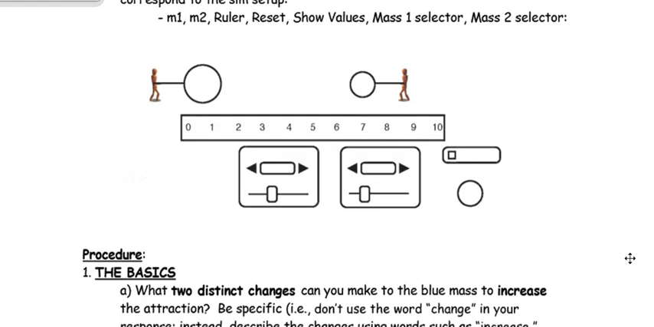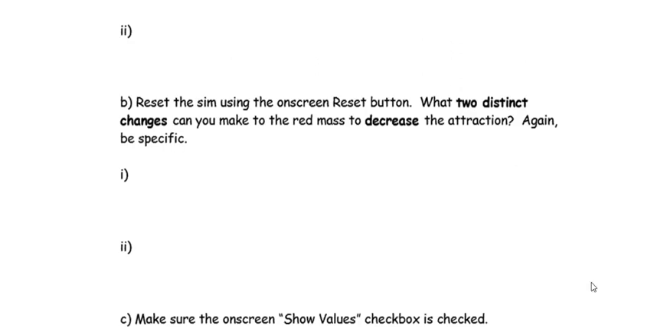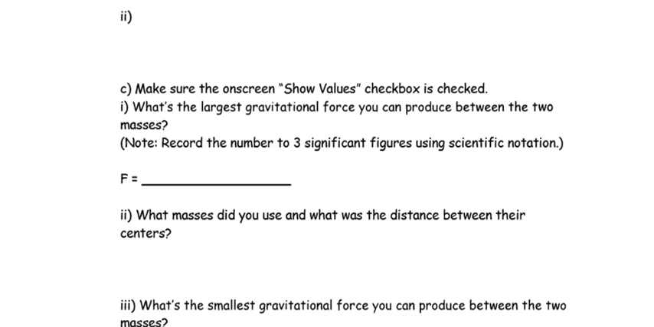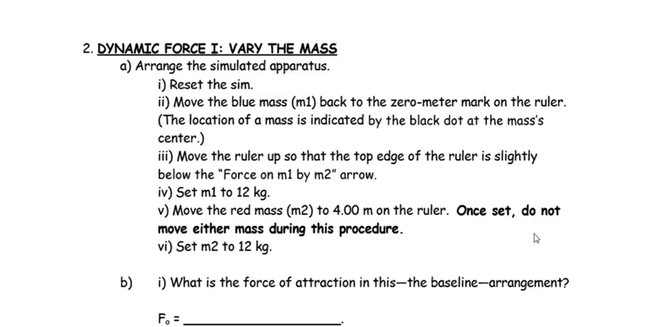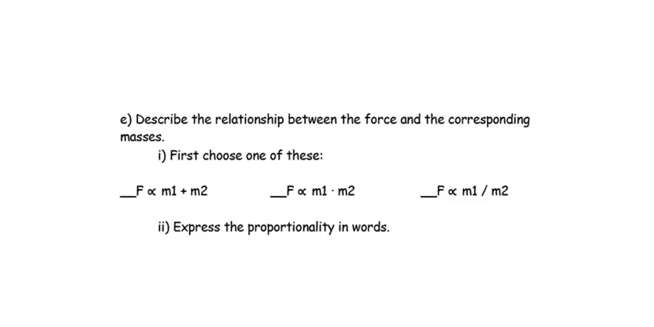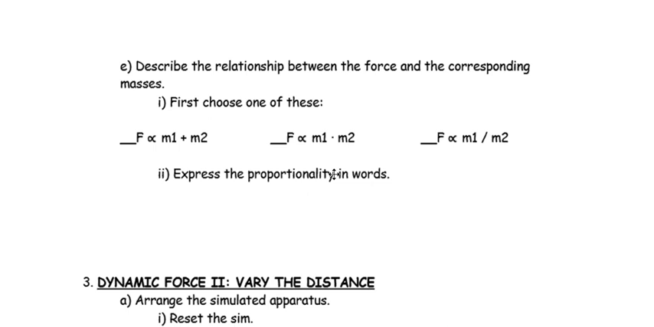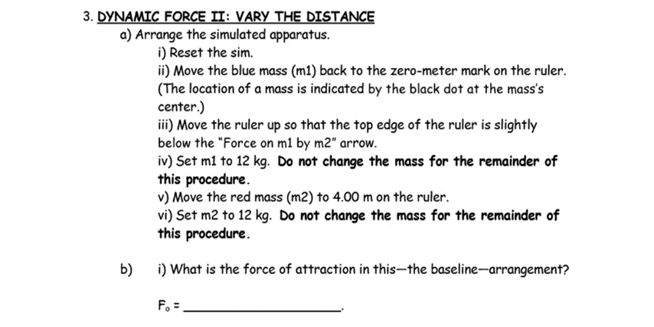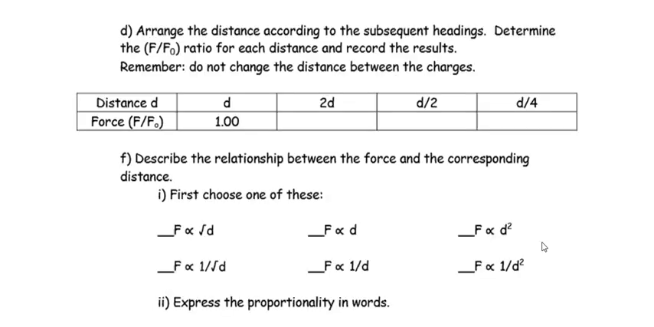So hopefully you labeled this and you went through it. You did the preamble manipulations here, the experimentation. And then you looked at the two things: varying mass while keeping the distance the same, and then finding out what you think the relationship is there, and then keeping the masses constant and varying the distance and getting your results there.